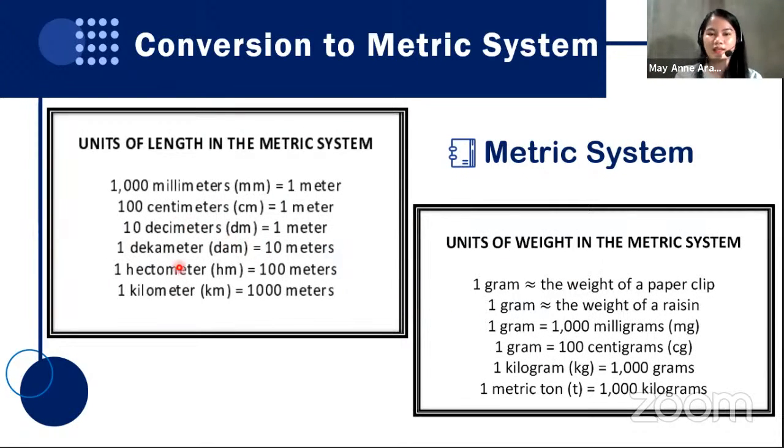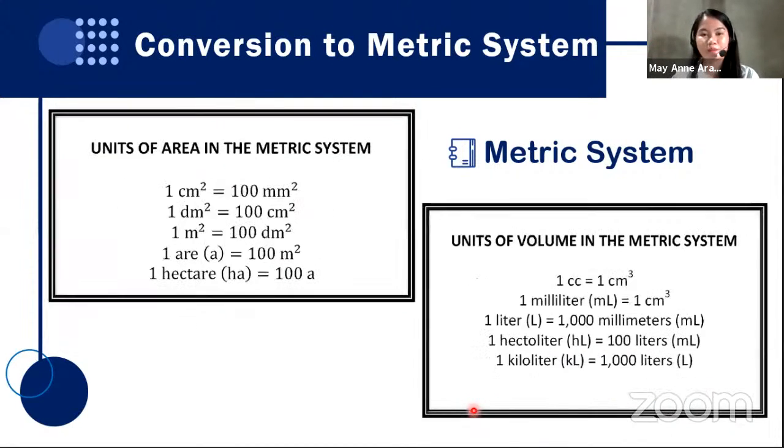So, these are the basics from earlier. 1,000 millimeters is equal to 1 meter, 100 centimeters is 1 meter, and so on. And for the gram, 1 gram is approximately equal to the weight of a paperclip. 1 gram is the weight of a raisin. 1 gram is equal to 1,000 milligrams. 1 gram is equal to 100 centigrams. 1 kilogram is 1,000 grams. And 1 metric ton is 1,000 kilograms.